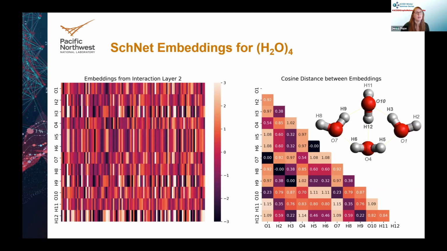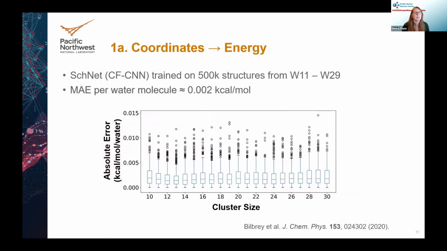So now that the neighborhoods are well represented, let's see if our prediction of the energy is accurate. So we trained SchNet on a subset of our database because SchNet is quite computationally intensive, even when trained across multiple GPUs. And we found that over a range of cluster size, we see low absolute errors per water molecule of around 0.002 kcal per mole, even on cluster sizes not included in the training set.